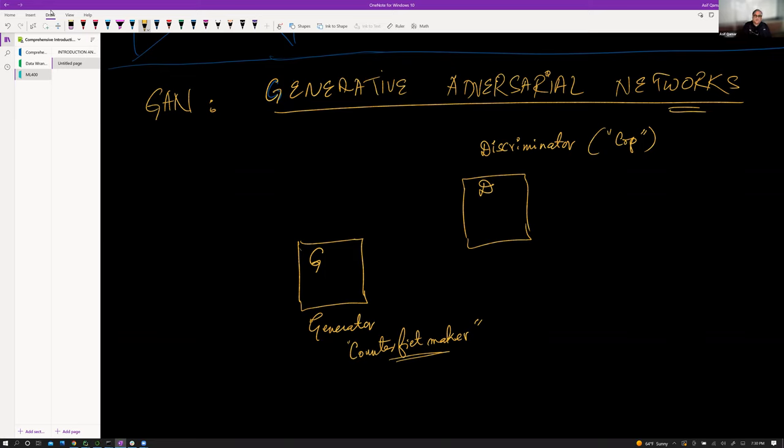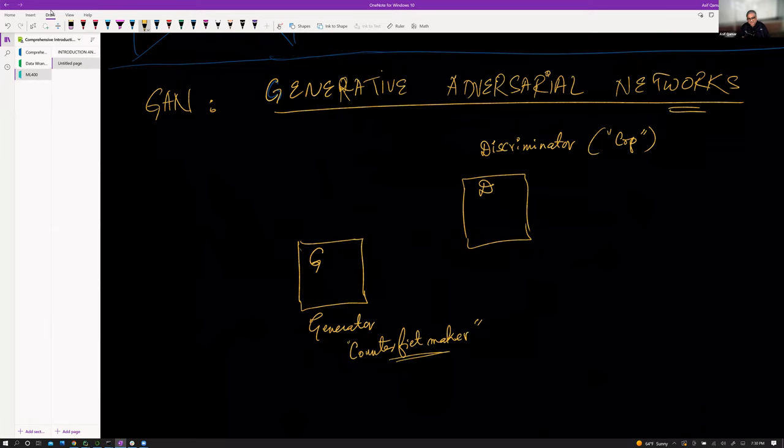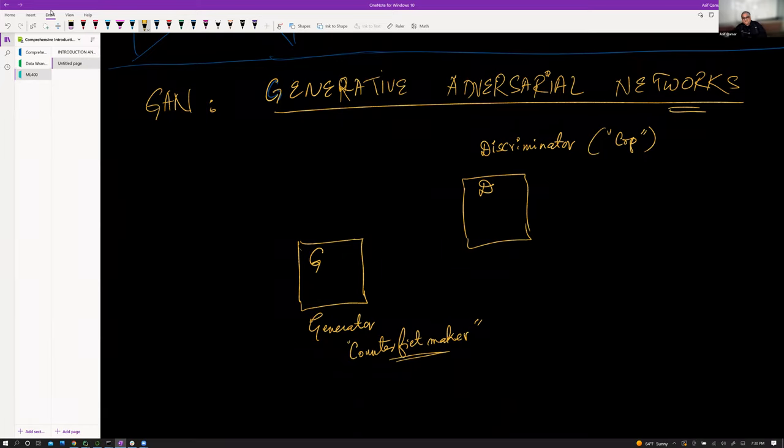And then there is this provocative word, generative. It ultimately refers to the generator. What happens is that when the cop and counterfeiter become very good, they learn and they become pretty good as networks. Then you can technically throw away the cop, and the generator can go about generating a lot of counterfeits that look real.